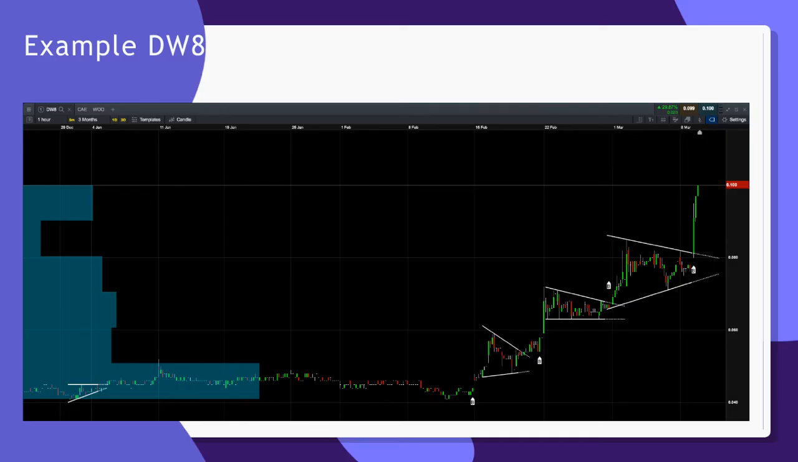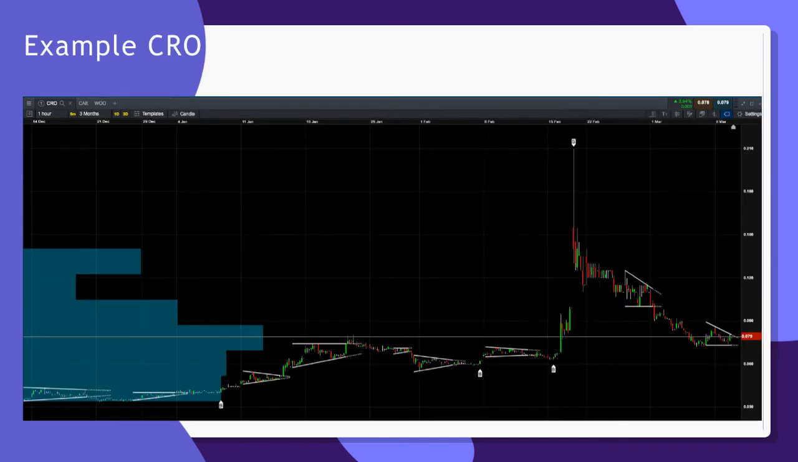This is another example here, DW8. You could have easily traded that one, looking at these triangles, waiting for it to go past that resistance, and then you buy, set your target, and then you sell, because this stock went to about 10.5 or above 10 cents, and you could have easily got in at about 4 cents. Then another example I've got is Crow. You could have easily bought there. I have highlighted some buy areas on Crow, and you could have easily sold higher if you had been looking at these triangles.